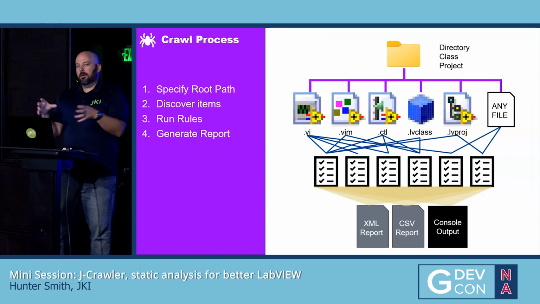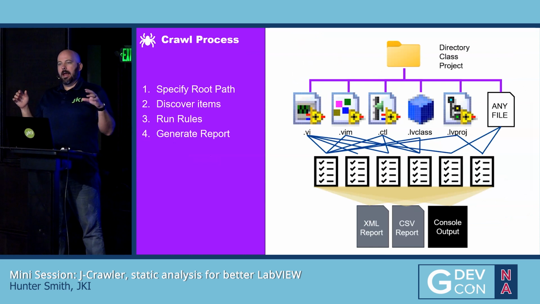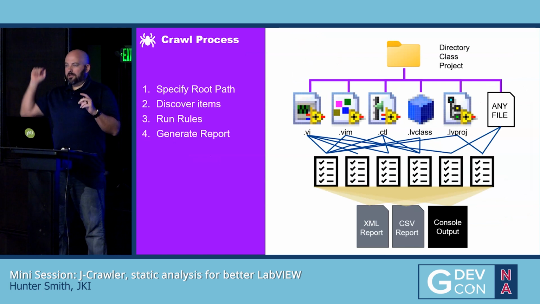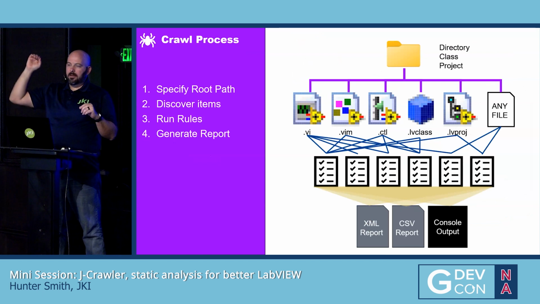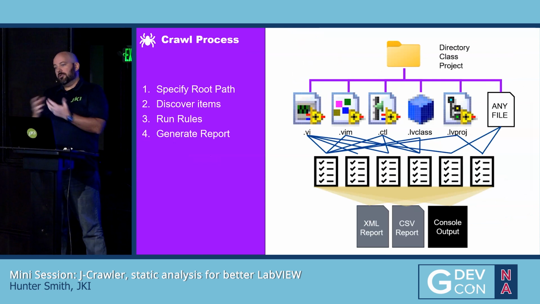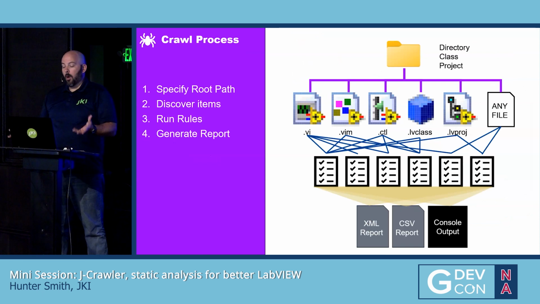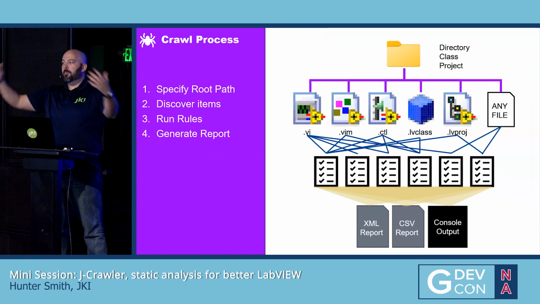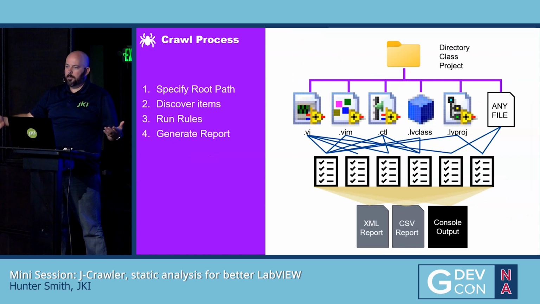So when we created Crawler, we wanted to create something that had a few extra features that VI Analyzer didn't offer. We start from a path. That path can be a directory, a class, or a project. If it's a class or a project, it will expand the members of that class or project. And if it's a directory, it will just recursively navigate that entire directory. We almost exclusively use it in directory mode because we're trying to assess our repo as a whole, and so we want the entire repo.